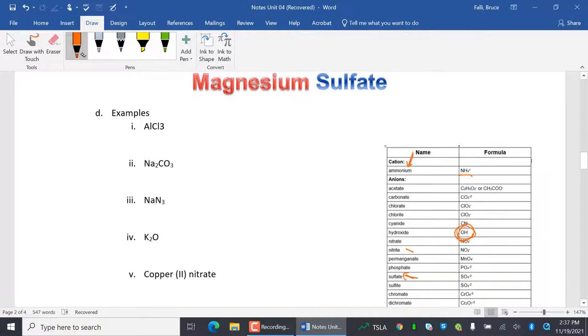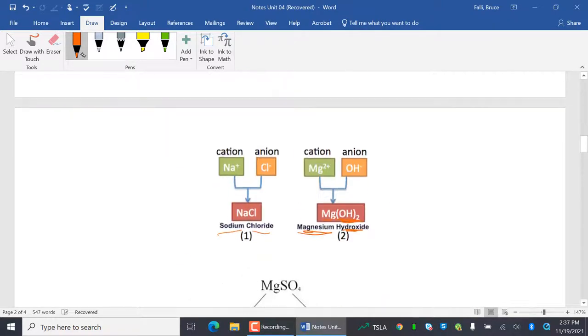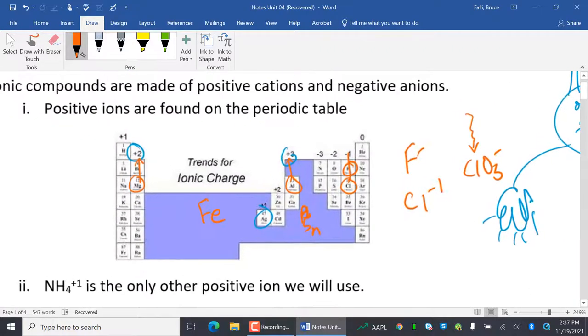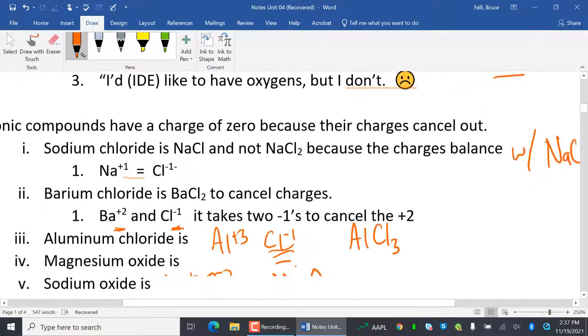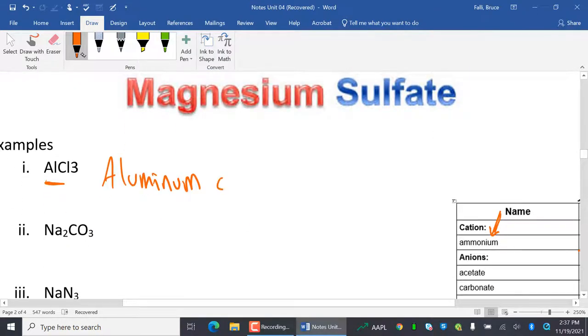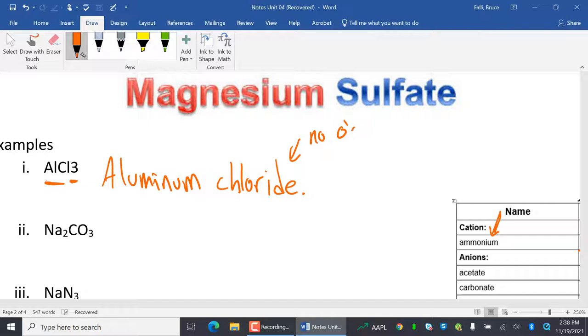All right, examples. Al is aluminum. Does aluminum need a Roman numeral? Let's take a look. Aluminum is right here in the always +3 column, so I don't need to give it a charge. So I've got aluminum, and then Cl is chlor. Is it chlorate, chlorite, or chloride? There's no oxygens. Chloride. Ide because there's no O's with Cl.